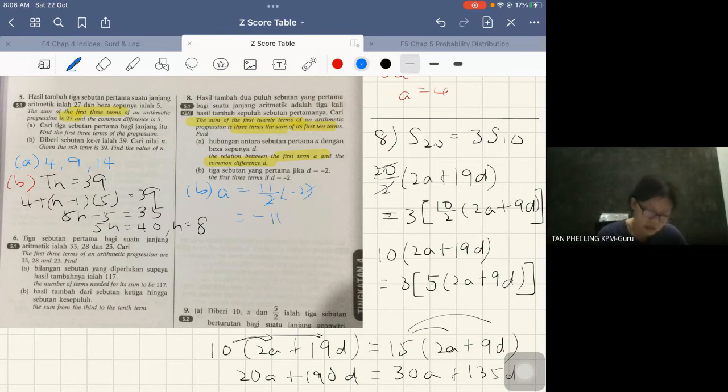Now you got the first term. You know that t2 will be negative 11, you have to again minus another 2, negative 13. Then t3 will be negative 13 minus 2, then you will get negative 15. So hence the first three terms will be negative 11, negative 13, negative 15. Good?